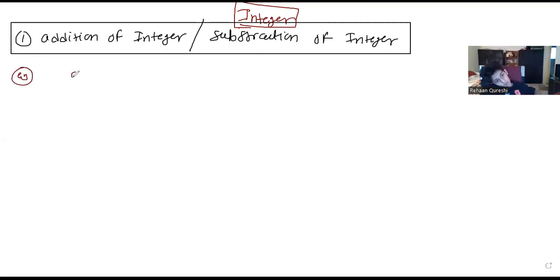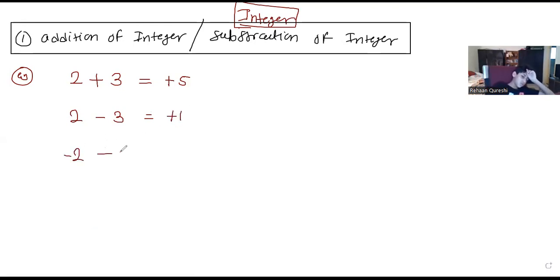So here are a few examples, like 2 plus 3. How much? 2 plus 3 is 5. Positive 5 or negative 5? Positive 5. If I am giving you example 2 minus 3, then what happened? That will be 1. Positive 1. If I am giving you minus 2 and then minus 3, then what happened? Minus 5. If I am giving you minus 2 and then plus 3, then what happened? Positive 1.